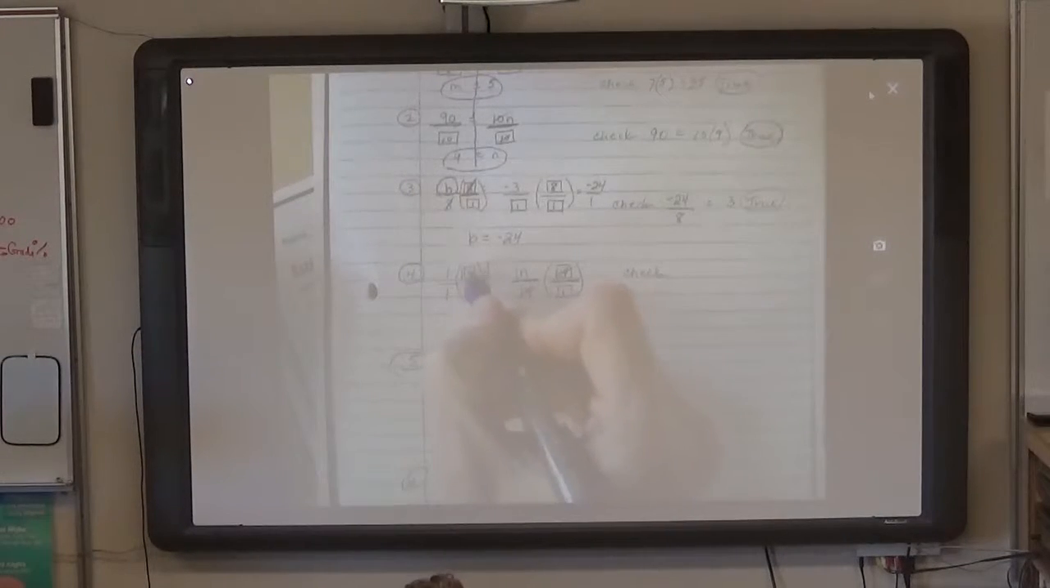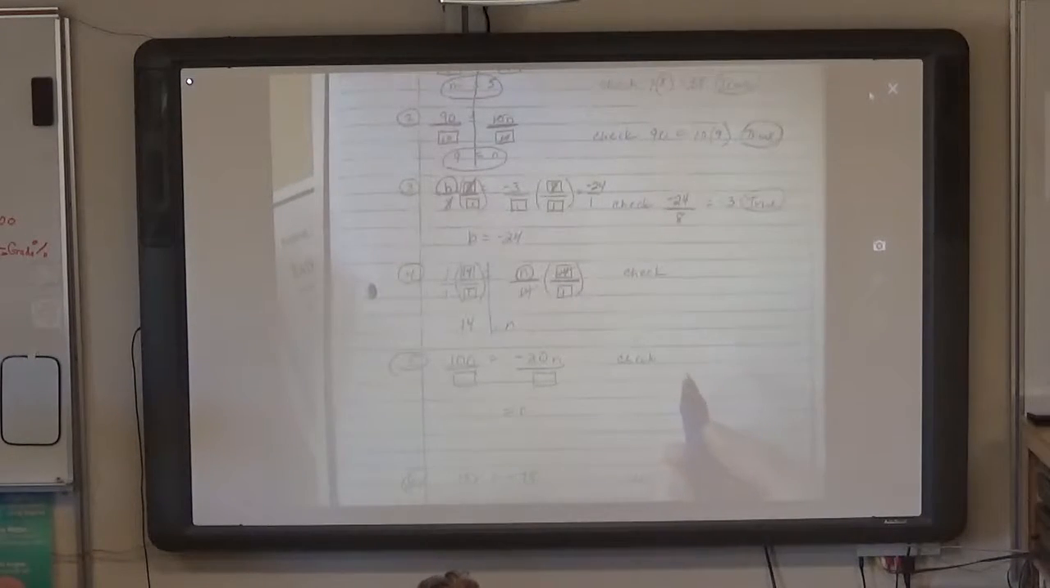So write 14 over 1 on the other side. 1 times 14 is 14. 1 times 1 is 1. And since we crossed out the 14, we're left with 1n. So n equals 14. Again, to check it, 14 over 14 equals 1 over 1. That's true.